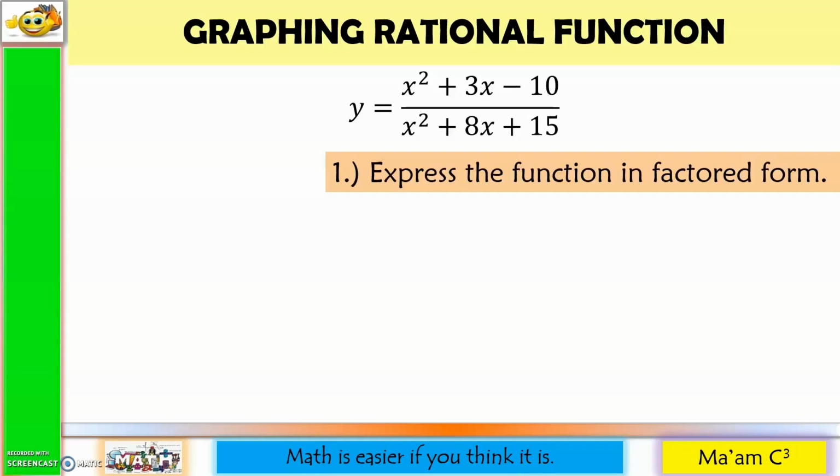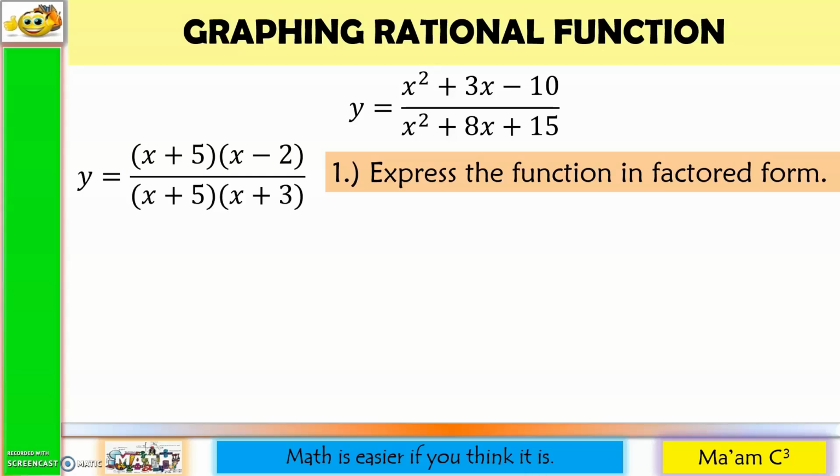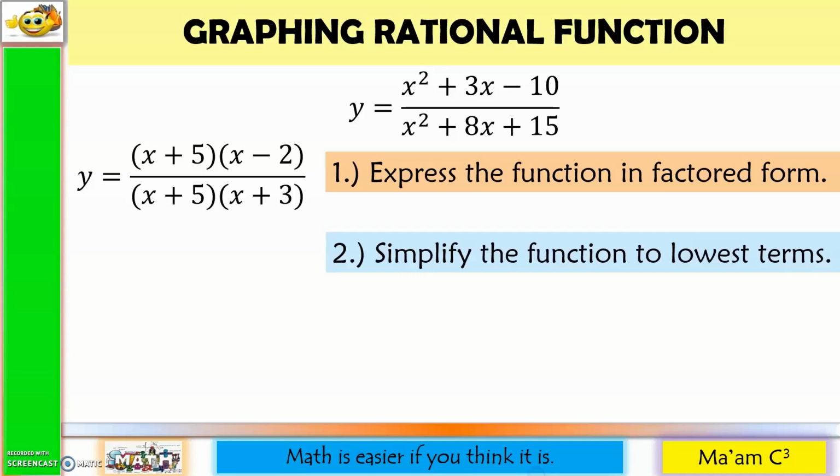Step 1. Express the function in factored form. The factors of the numerator are x plus 5 and x minus 2. The factors of the denominator are x plus 5 and x plus 3. Step 2, simplify the function to lowest terms. Since there is a common factor, we can cancel it, leaving us with y equals x minus 2 all over x plus 3.